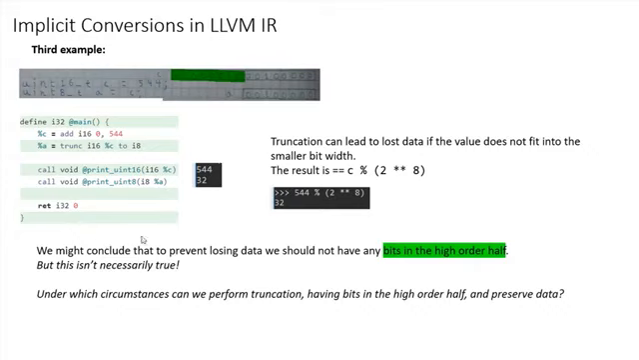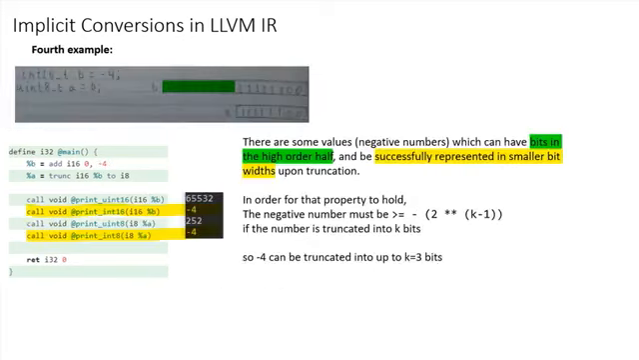So we might conclude that to prevent losing data in this way, we should not have any bits in the higher order half. But this isn't necessarily true. There are some circumstances under which we can perform truncation, having bits in the higher order half and also preserve our data value. That's what we're going to talk about next. This is an example of that.